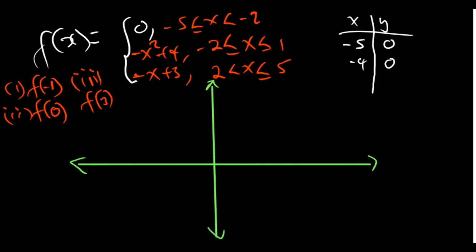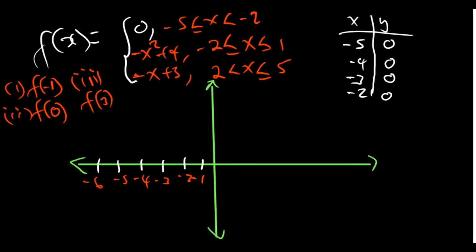I put -4, the answer is going to be 0. I put -3, the answer is going to be 0, all the way up to -2. If I put -2, the answer is going to be 0. Okay, so now from there, what I'm going to do is I'm going to start now putting this. I'm going to have my -1, -2, -3, -4, -5, -6. So I'm going to put here -1, -2, -3, -4, -5, -6.